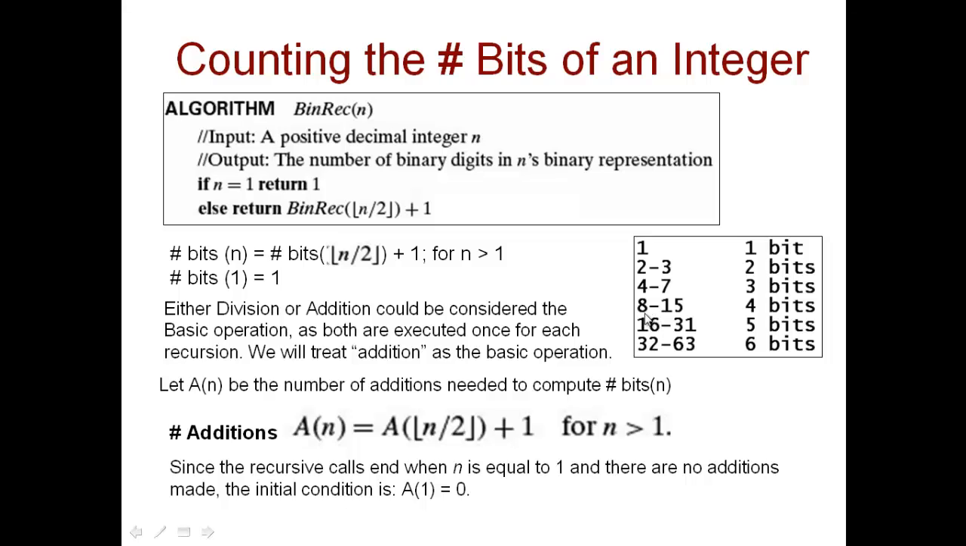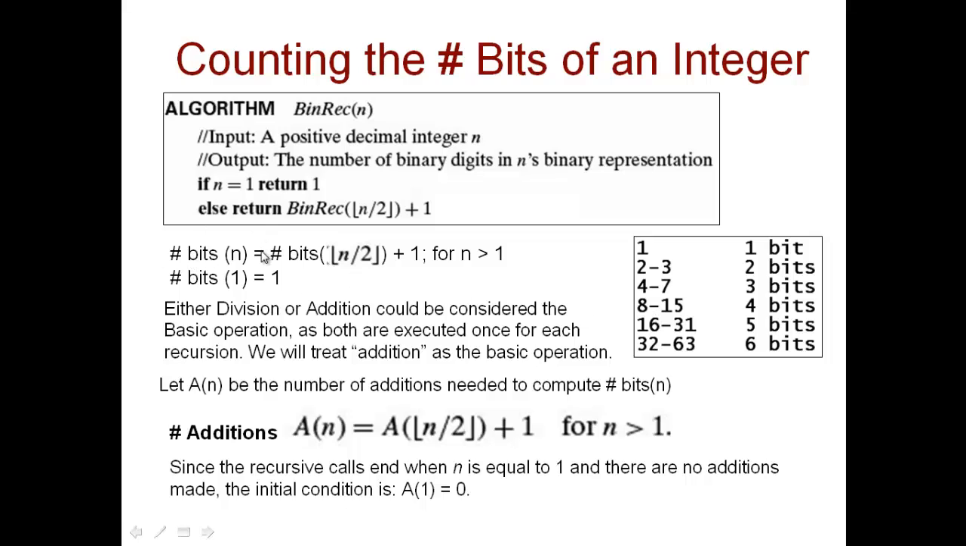So the number of bits to represent 8 in binary, according to the recurrence, is: n is 8, so n over 2 will be 4. So the number of bits to represent 8 in binary is going to be the same as the number of bits to represent 8 over 2, which is 4, in binary, plus 1 more bit. The number of bits for 4 is 3 bits, then plus 1 more bit gives us 4 bits for 8. Now pick up the next integer in this range, which is 9.